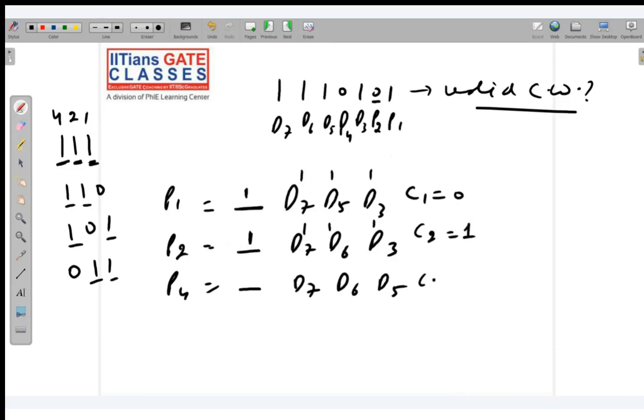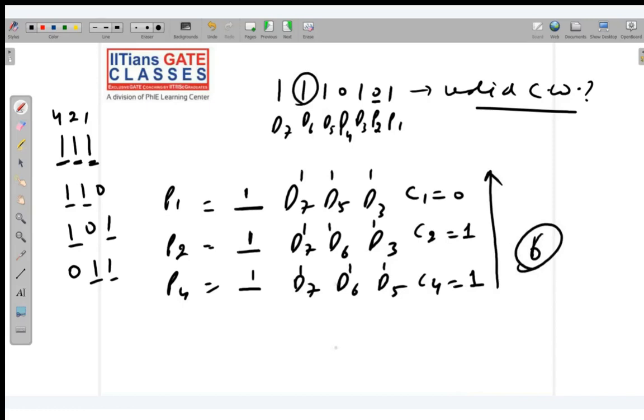C4: 1, 1, 1, so it should be 1. What is P4? 0. So correction is 1. So we'll say 1, 1, 0. 1, 1, 0 is 6. So error is in the 6th bit. So this is the error.